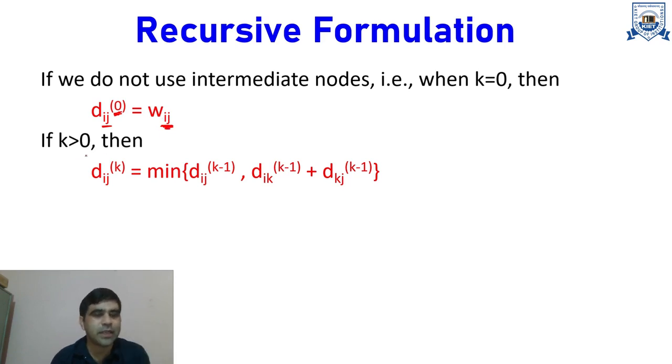Now if k is greater than 1, it means you are taking some intermediate vertex between vertex i and vertex j. Then you will calculate the minimum of the distance between i and j when you are not using k as an intermediate vertex, and the distance from i to k plus k to j. Whatever is minimum between these two, we'll take that value. We'll understand this with the help of an example and come back to this again.